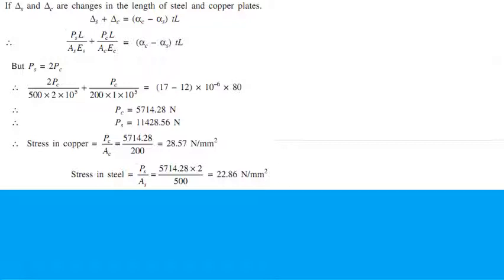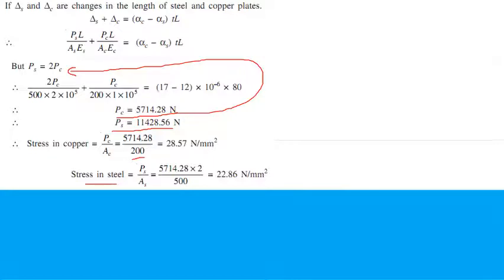So the length gets cancelled. After simplifying we got PC value, PC is equal to 5714.28 Newton. Then substitute this PC value in this equation and calculate the PS value. So we got PS value 11428.56 Newton. Next, to find the stress in copper, sigma is equal to load on copper divided by area of the copper. So load is 5714.28, which we just calculated, divided by area 200. So we got 28.57 Newton per millimeter square.